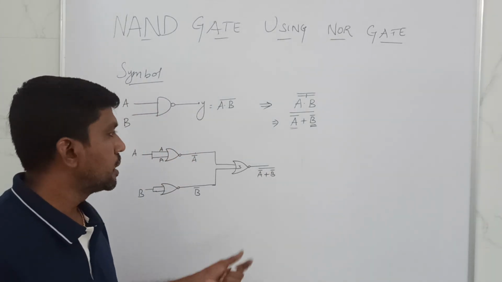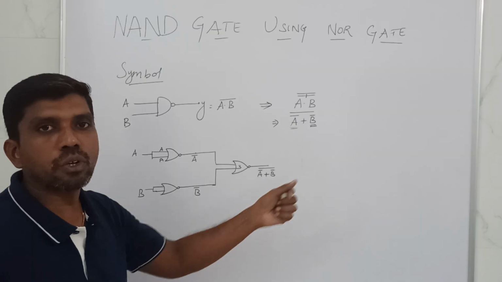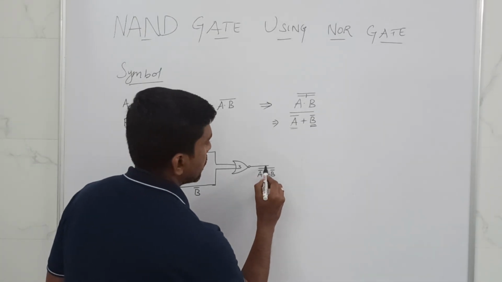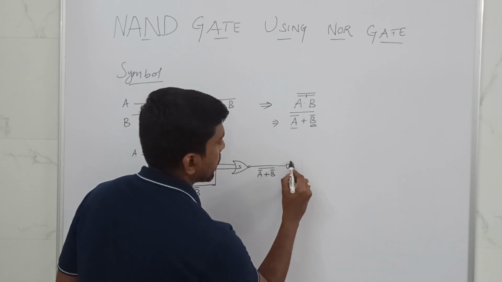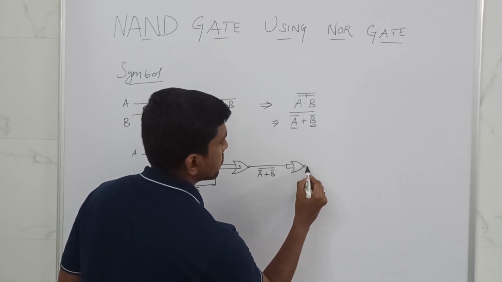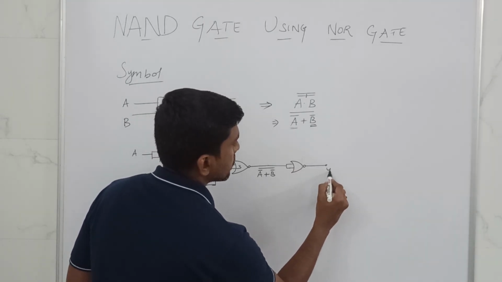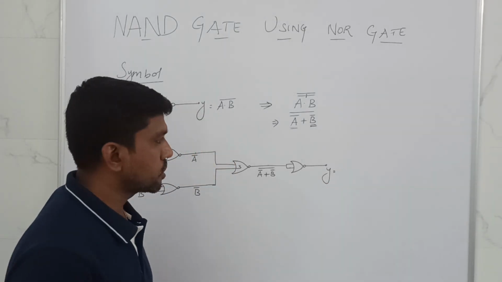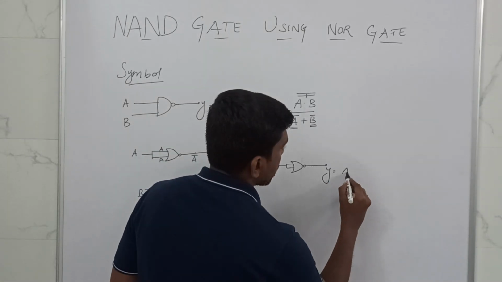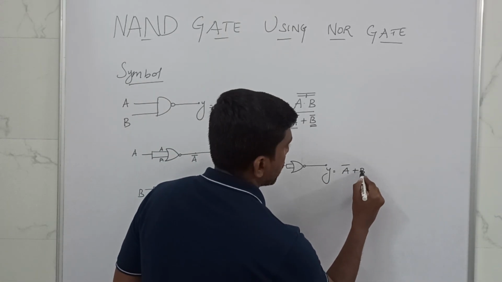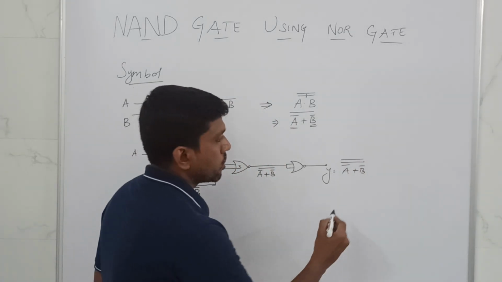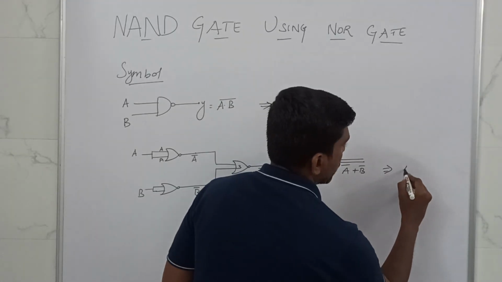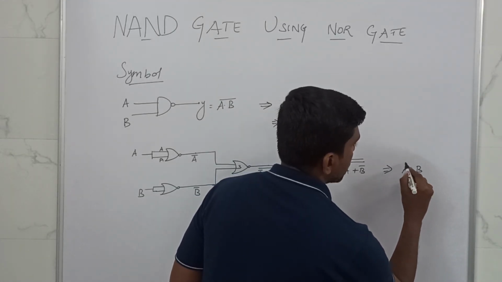But we need to obtain this equation in terms of the NAND equation. So here I am using one more NOR gate. Now the final output is Y. So Y equals (A bar plus B bar), then double bar. So this expression is equivalent to (A dot B) the whole bar.